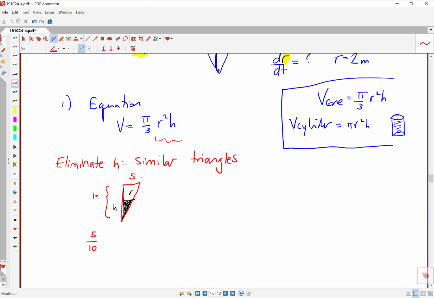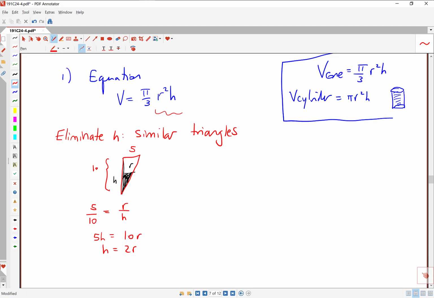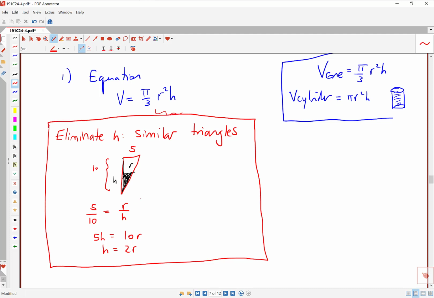So for the big container, it's 5 over 10. For the small cone of sand, it's r over h. So in each case, we're just dividing the radius by the height. Okay, so let's see if we can solve for h. If we cross multiplied here, we'd have 5h equals 10r, or in other words, h equals 2r. So what that tells us is that at any point in time, as this sand is being filled in, that small cone of sand will always have the property that the height will be 2 times the radius.